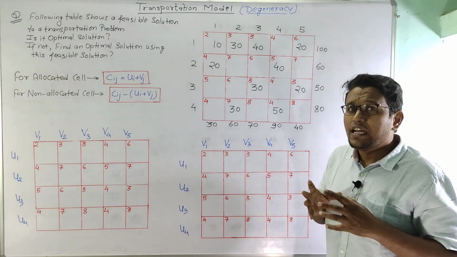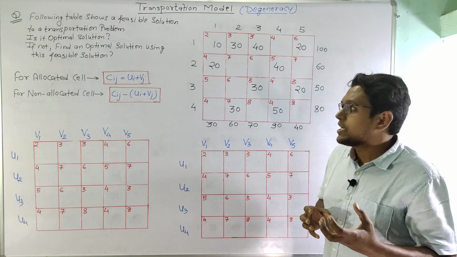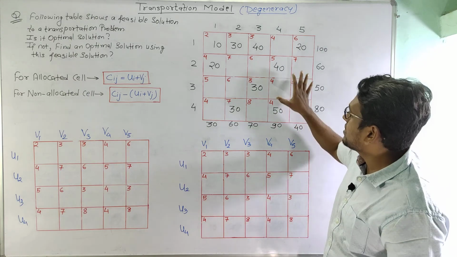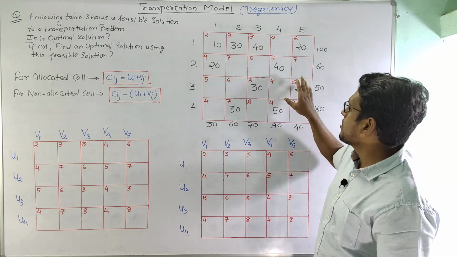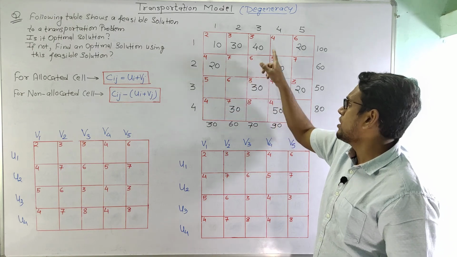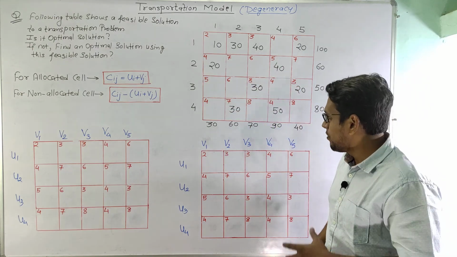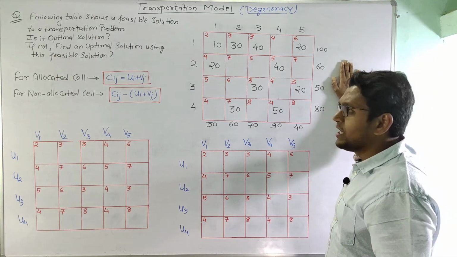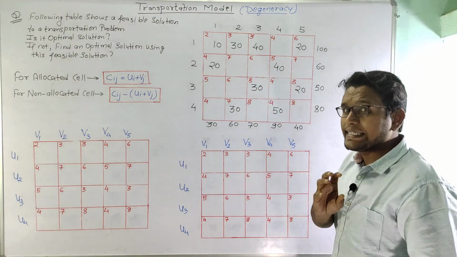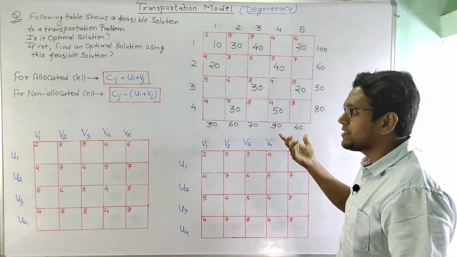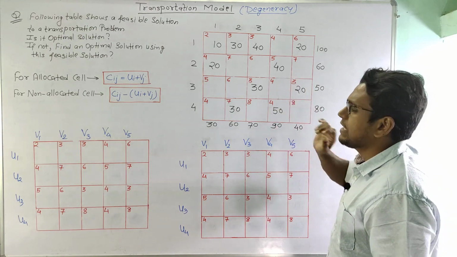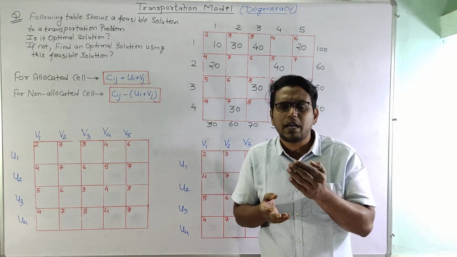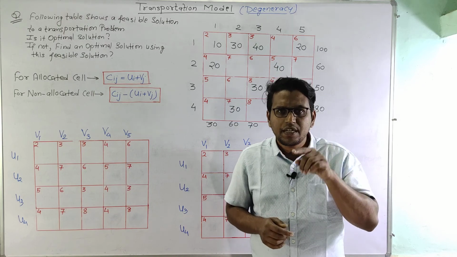And the second condition is the non-negativity restriction, that means the allocation in each cell can be either 0 or positive. So we can see here that all the values are positive for the allocated cells, and for the non-allocated cells it will be 0. So our second condition is also satisfied, but our third condition is not satisfied, as this feasible solution has 10 allocations, and for a basic feasible solution it must have 8 allocations. So we know that if the total number of allocations exceeds m plus n minus 1, then it will definitely form a loop.